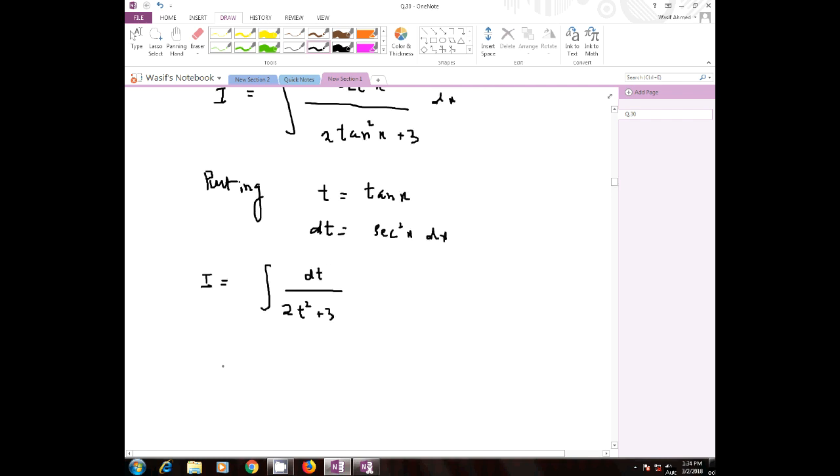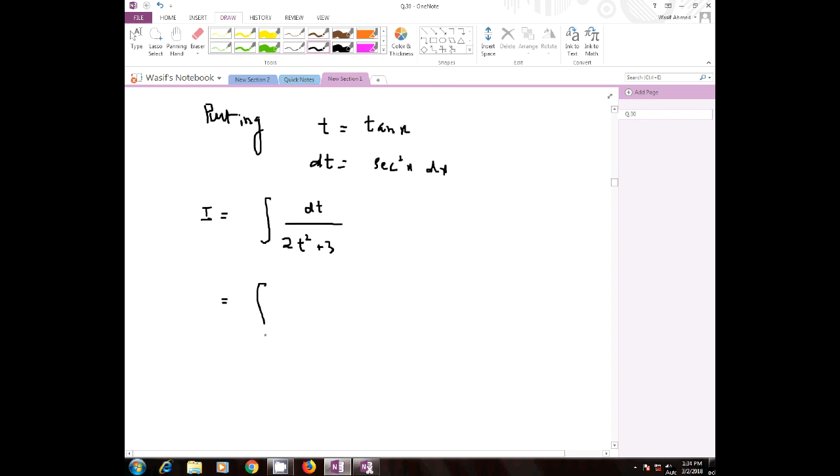and we want to write the denominator in the form of t square plus a square, and for this you have to take 2 as common, and it is taken out of the integral, and you have in the denominator t square plus 3 by 2, that is the square of square root 3 by 2.